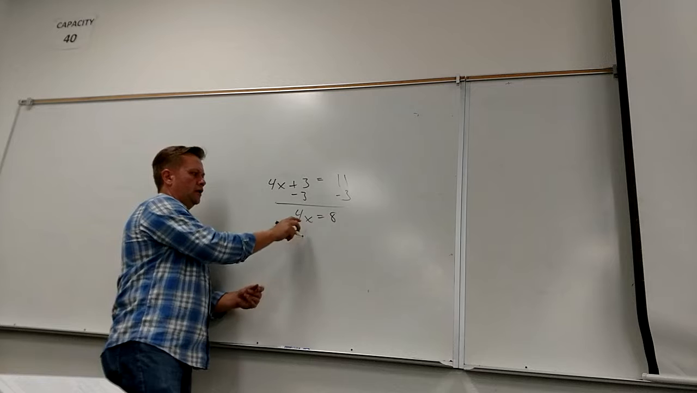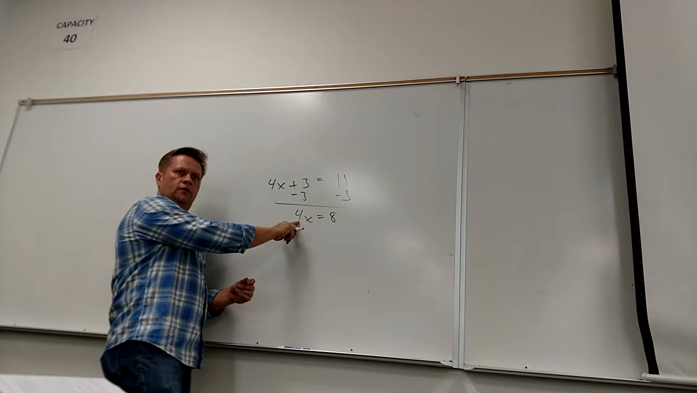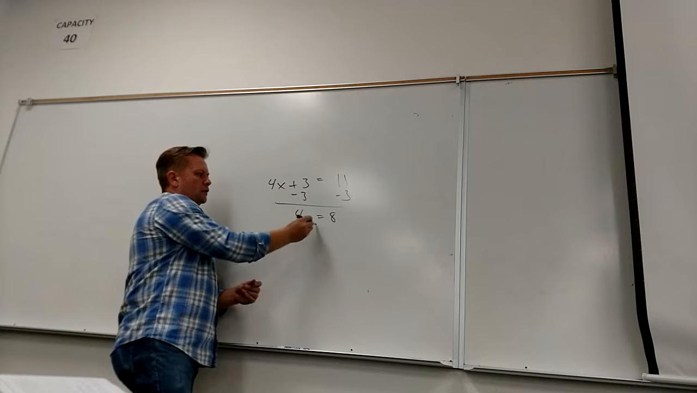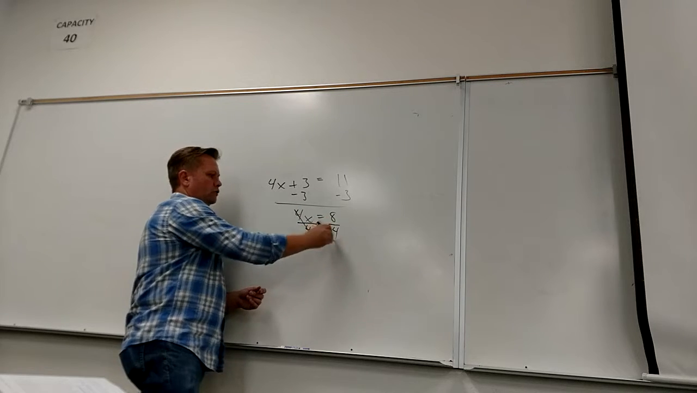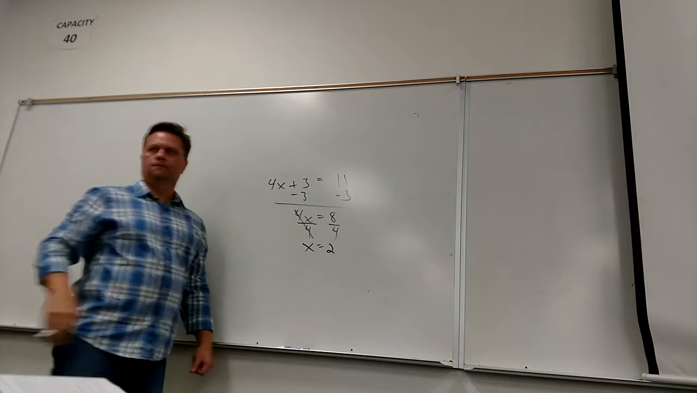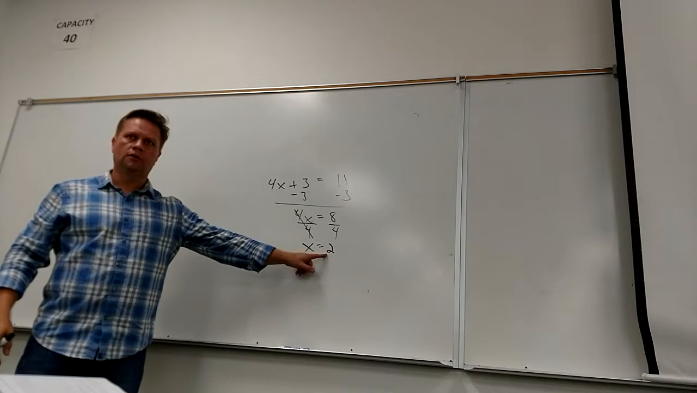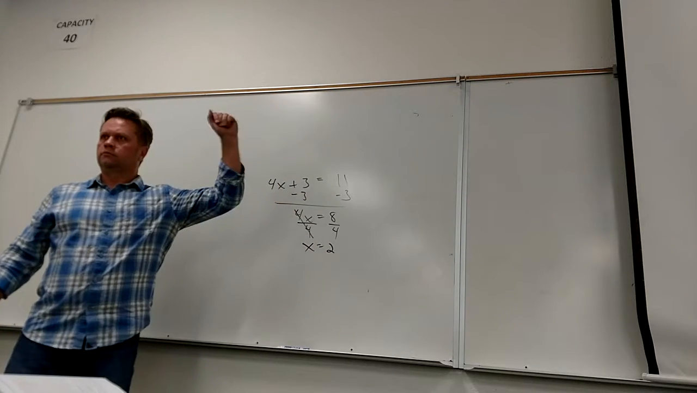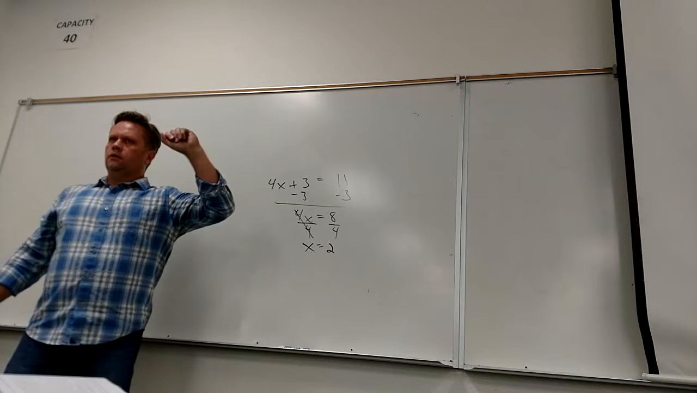And then, of course, I want to get rid of this 4. I'm always doing the opposite thing, so it cancels. And I have to do it to both sides to keep it true. So then we uncover our x is 2 again. When x is 2, this statement is true. That's what that means. I like it.